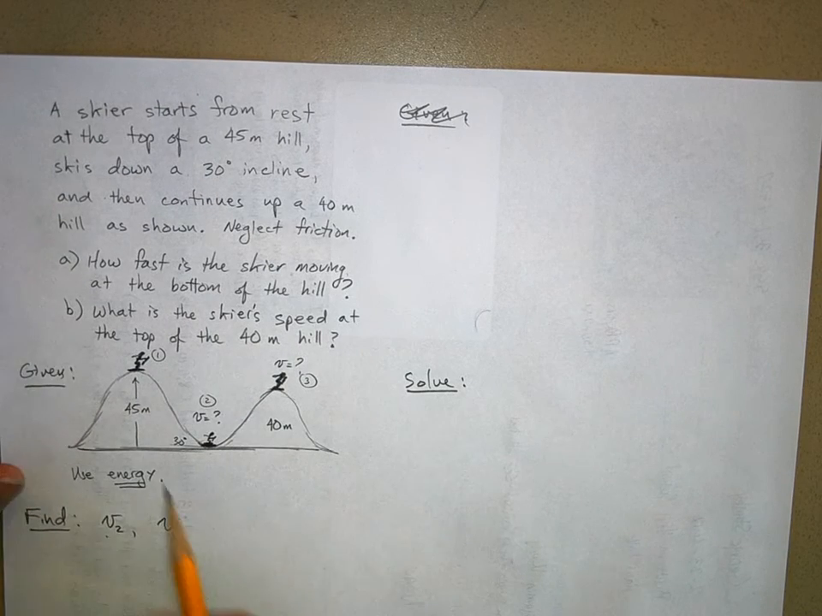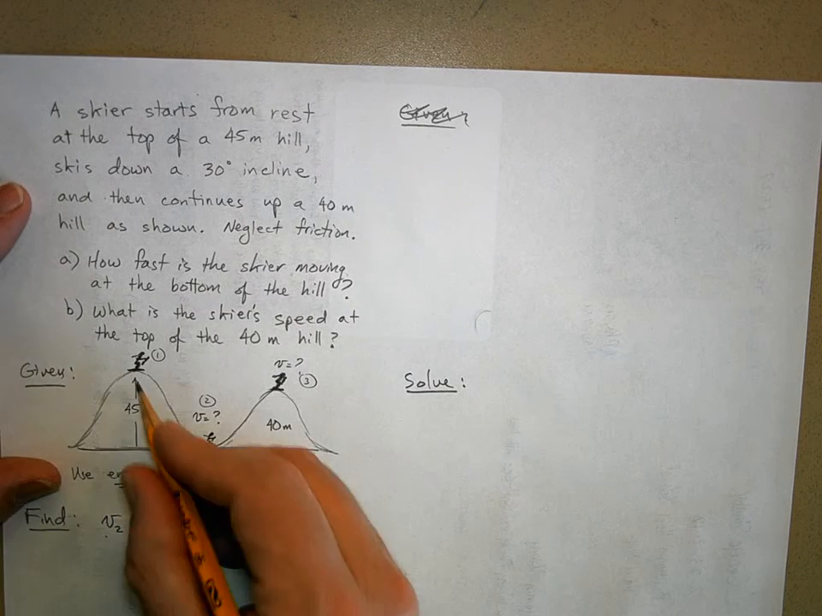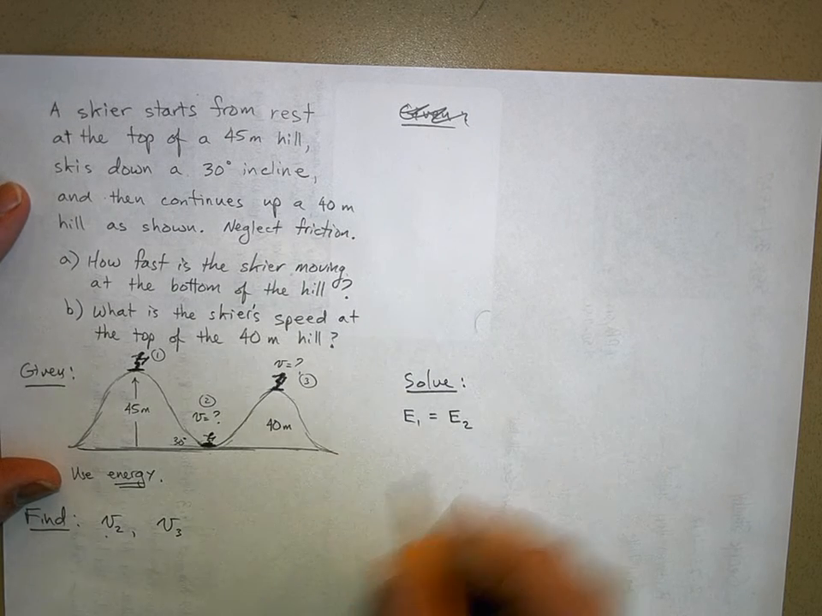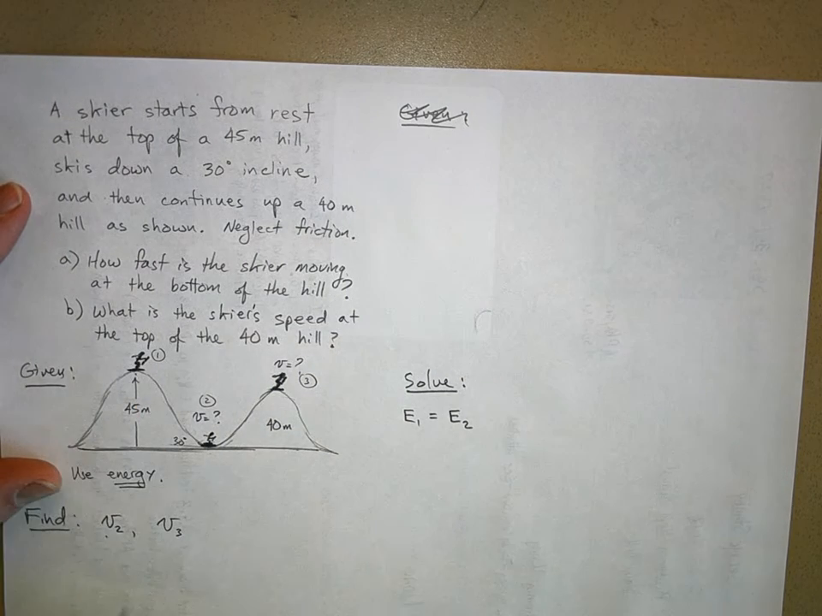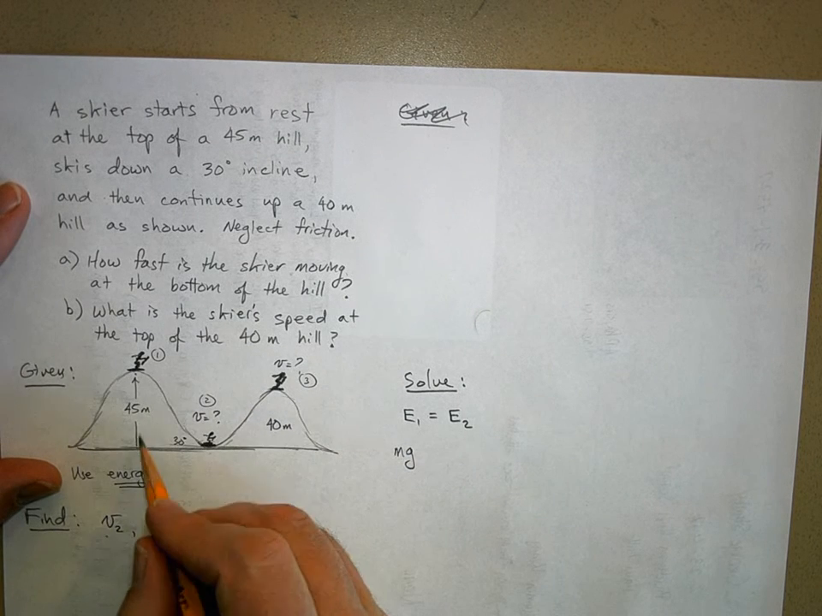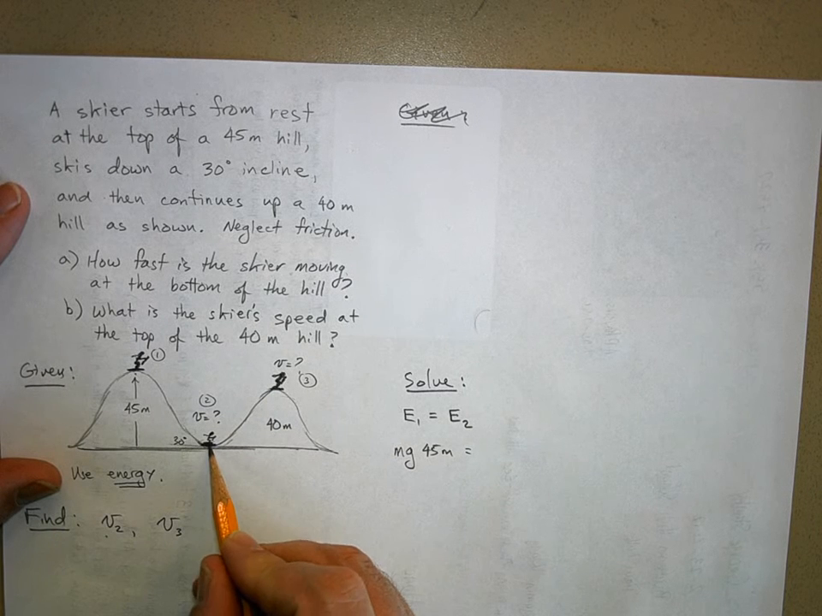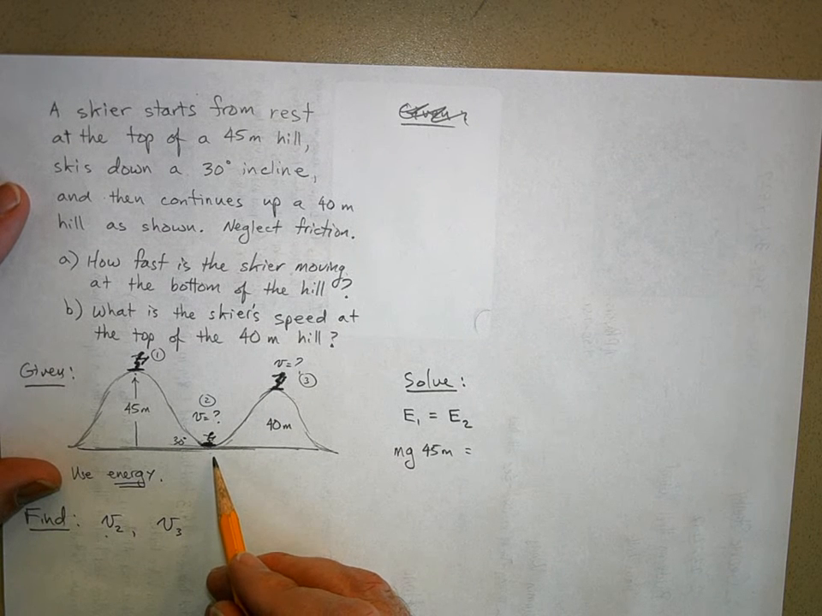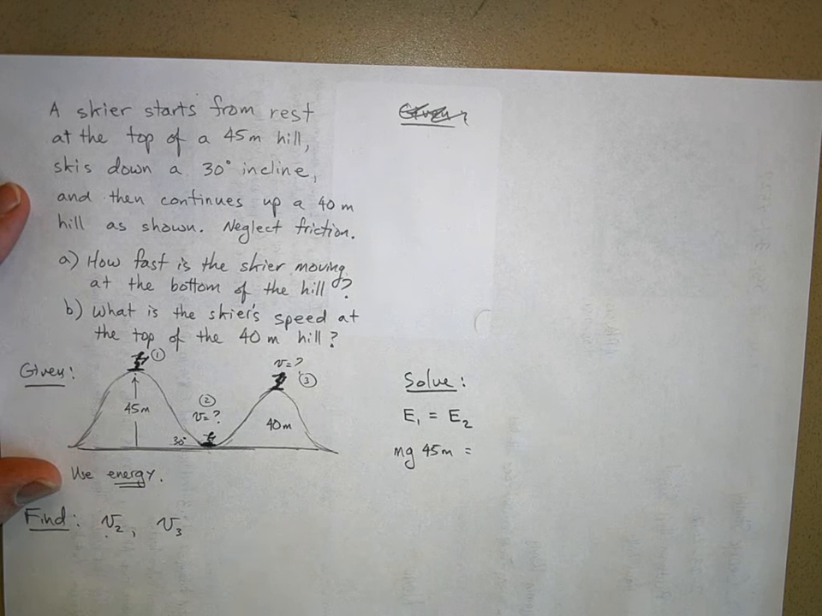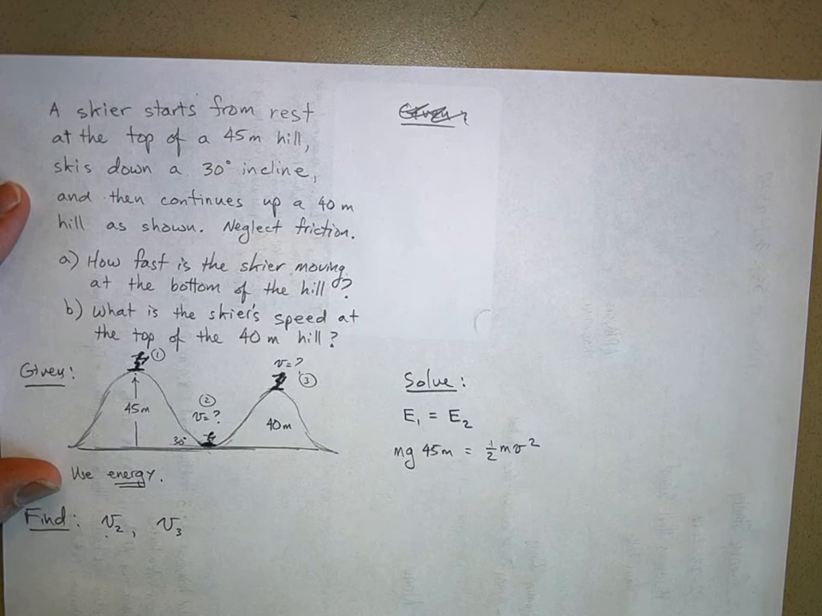Now, the deal here is that the only force doing work on the skier is the force of gravity. And so that means that mechanical energy is conserved. And so I can say that E1 equals E2. The mechanical energy here equals the mechanical energy here. Now here, all of our mechanical energy is gravitational potential energy. So I'm going to go mgh, and I'll take a little shortcut and just say 45 meters is my height. And that's going to be equal to, well, down here, my height is 0. So all of my mechanical energy got transferred into kinetic energy. And this is for part A.